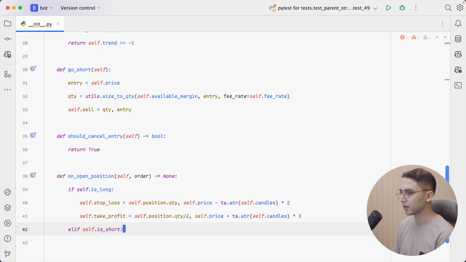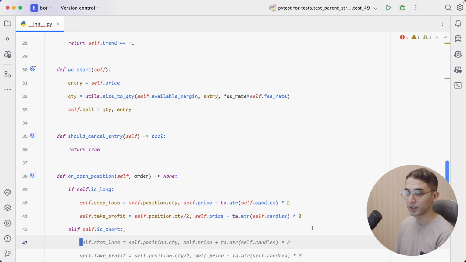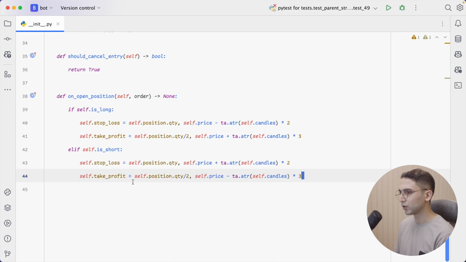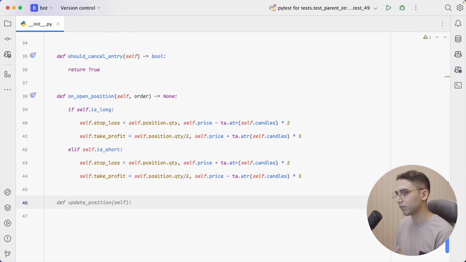And if it's a short position, I will do the opposite. So in a short position, my stop loss is going to be 2 times of the ATR above the current price, and my take profit, I mean half of it, is going to be the current price minus 3 times of the current ATR. Alright, so we are exiting half of our position this way. We also have our stop loss, but what about that other half of our take profit?